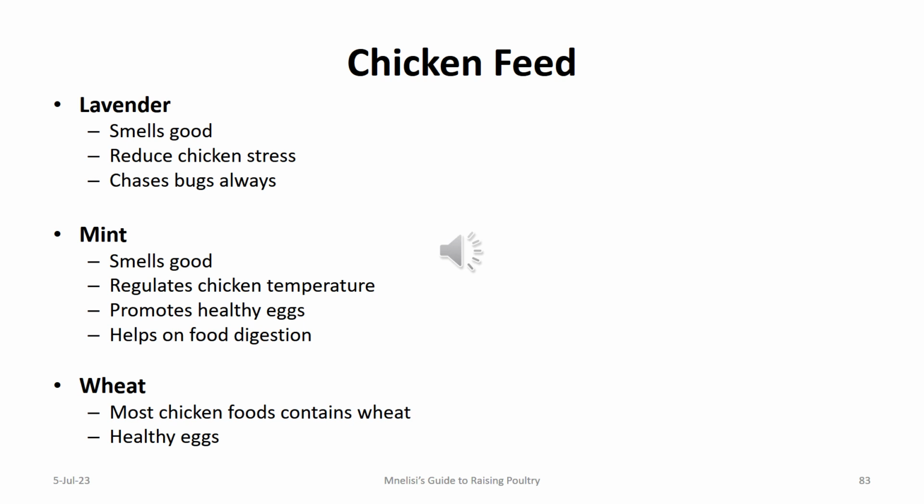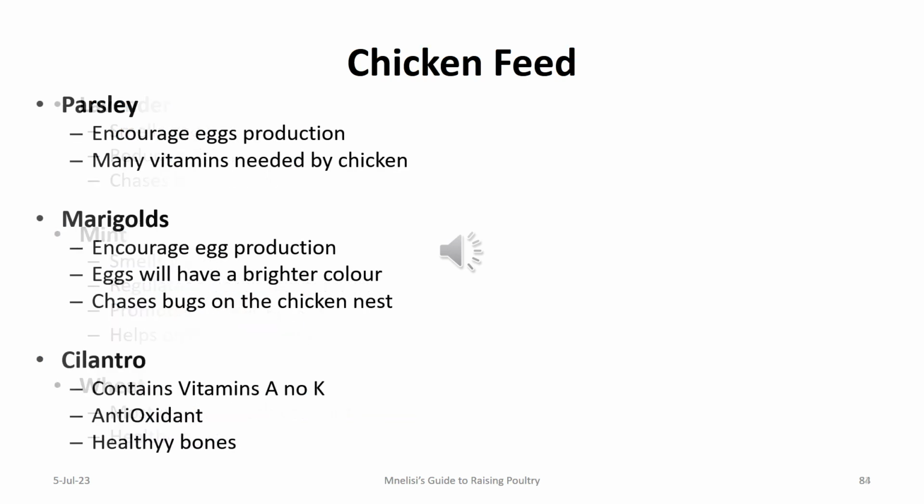Mint. It smells good. It regulates chicken's temperature. It promotes healthy eggs and helps with food digestion. Wheat. Most chicken food will contain wheat, which means wheat is good for your chickens. Wheat will promote good, healthy eggs. Parsley. This plant encourages egg production and it also contains many vitamins that are needed by chickens.